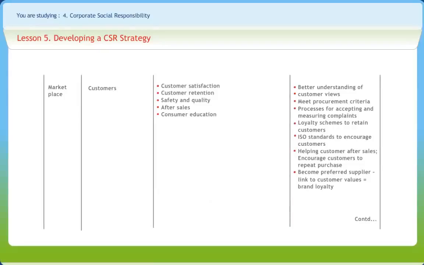CSR regarding marketplace involves customer satisfaction, customer retention, safety and quality, after sales, consumer education, etc. For better understanding of customer views, meet procurement criteria, processes for accepting and measuring complaints, loyalty schemes to retain customers, helping customers after sales, and so on.